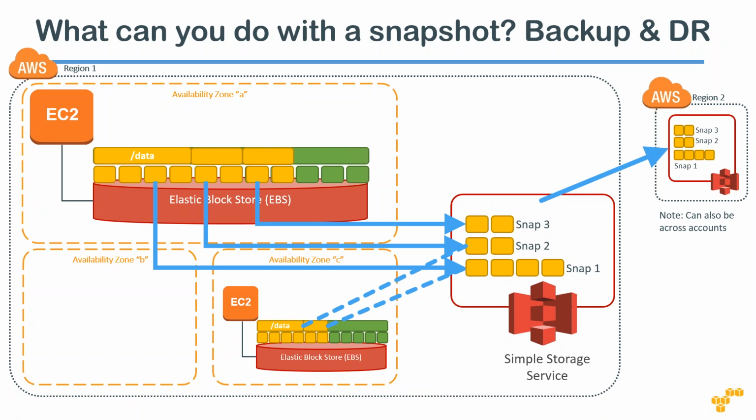If your restoration requirements are higher, let us say you want to restore every 15 minutes, I mean your RTO or RPO is 15 minutes or 30 minutes, then you have to take a snapshot more frequently.